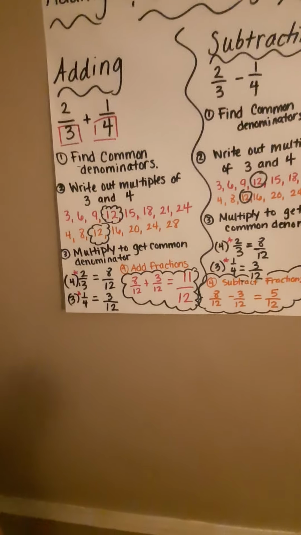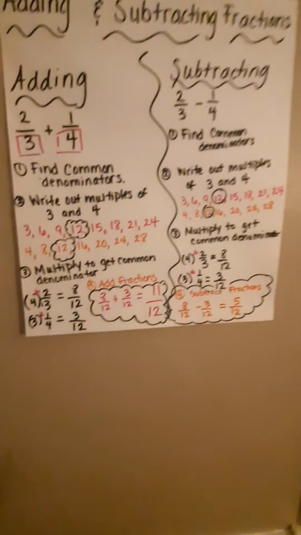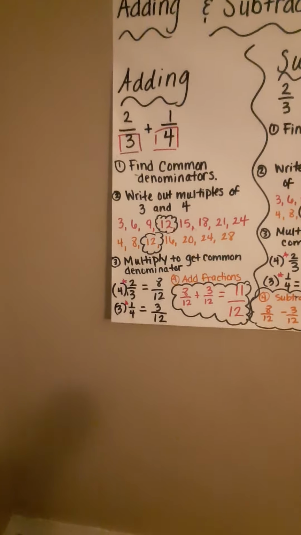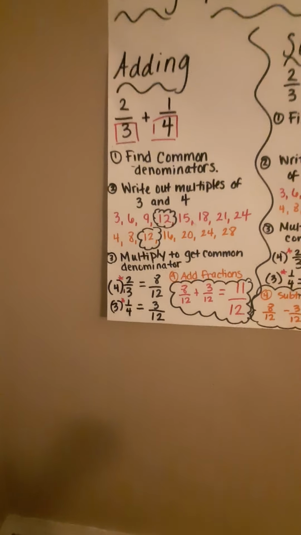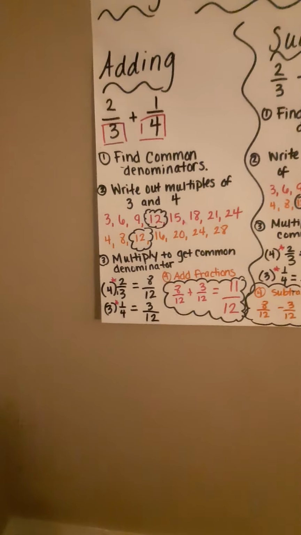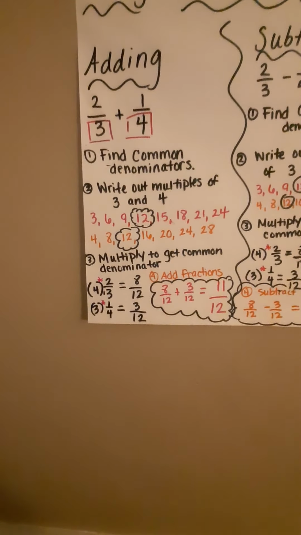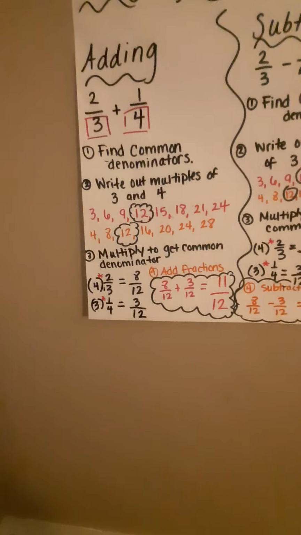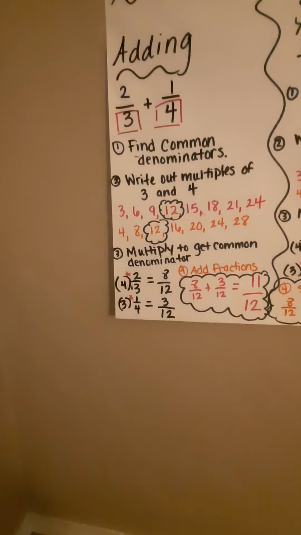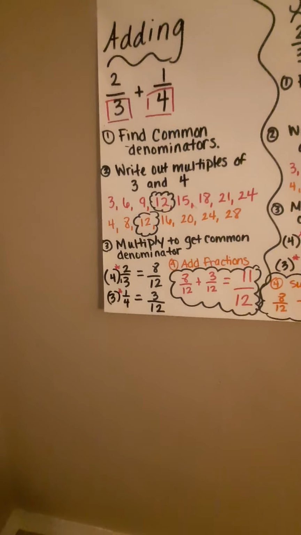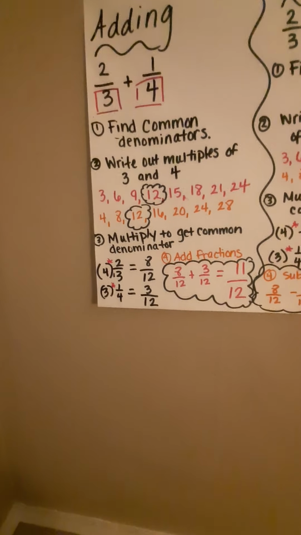All right, so first we're going to start off with adding and subtracting fractions. Let's start off with adding fractions first. We are going to be using 2/3 and 1/4 as our example throughout our fluency lesson today. I have 2/3 plus 1/4. The very first thing I need to do is find common denominators.